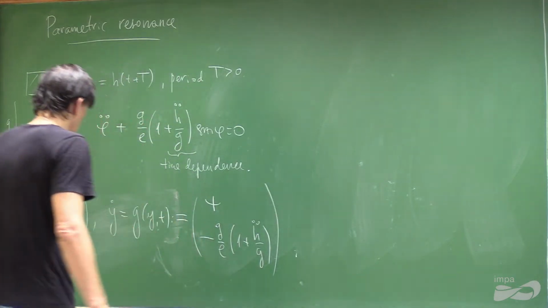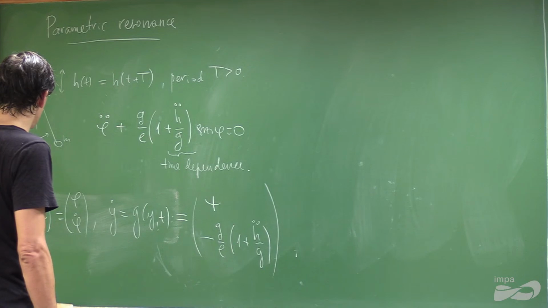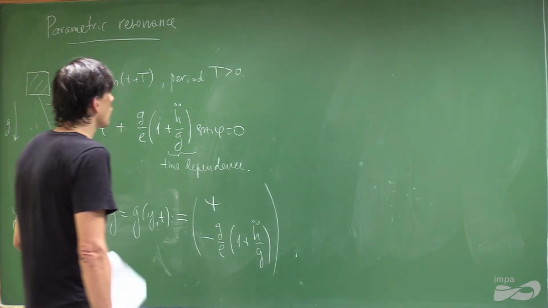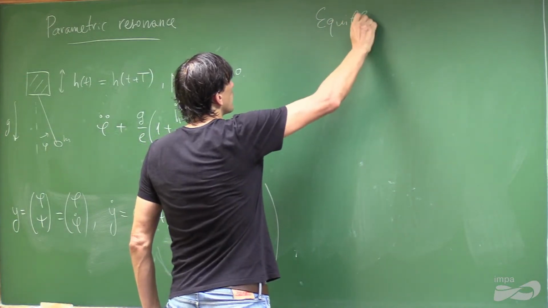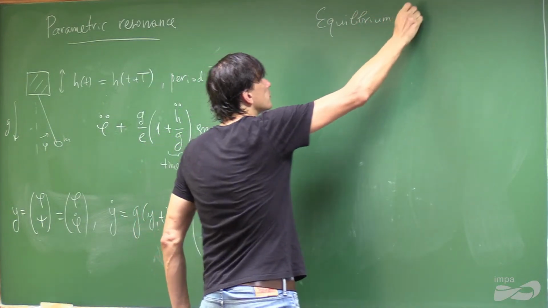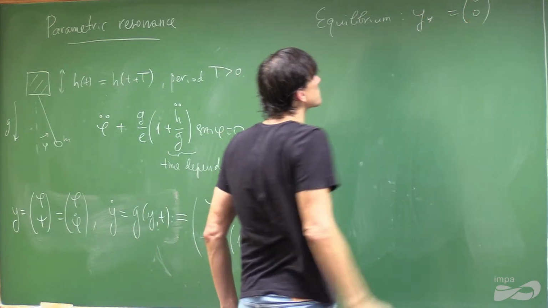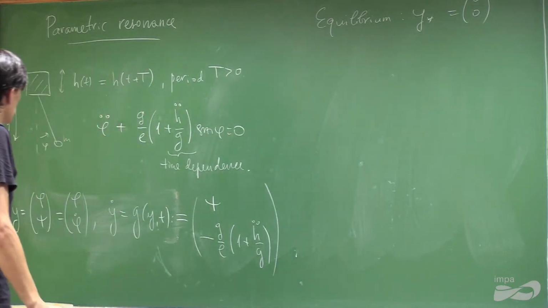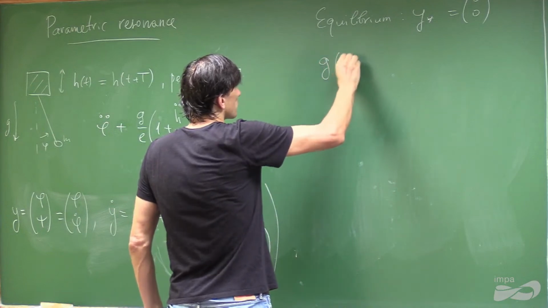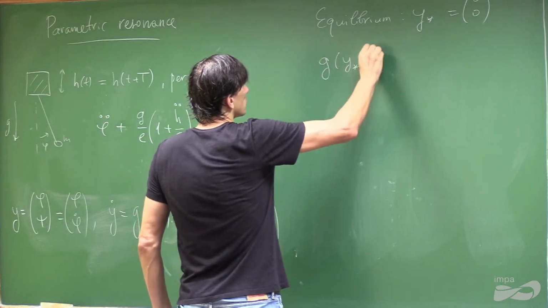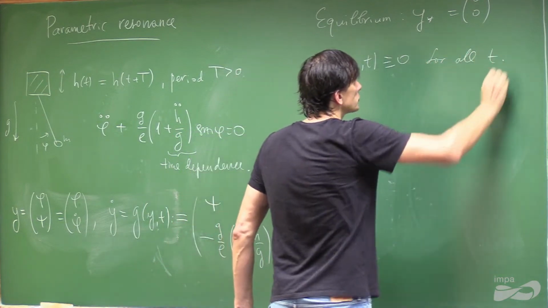And we have two properties of the field. So we know that there is an equilibrium. In our case, it's (0, 0). And the equilibrium means that it's a solution. So it means that the right-hand side should be 0 for all times.